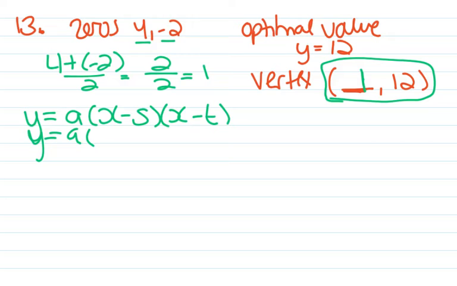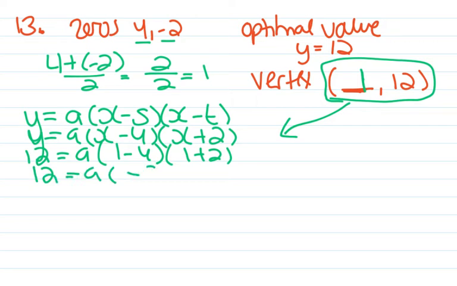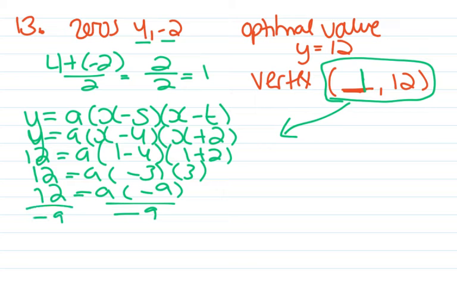Y equals a, our zeros are 4 and negative 2, so we'll do x minus 4, x plus 2. Then we'll plug in this point for x and y. So 12 equals a, 1 minus 4, 1 plus 2. 12 equals a, negative 3, 3. 12 equals a, negative 9. Divide both sides by negative 9. 12 over negative 9, which is negative 4 over 3, equals a.